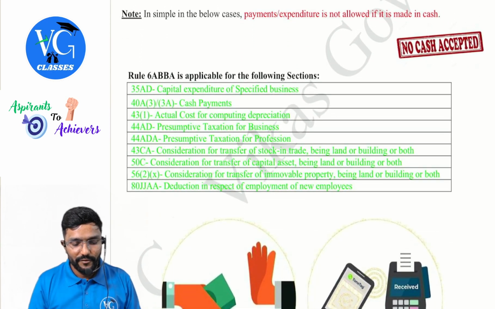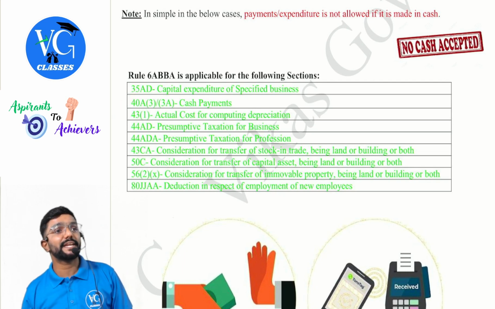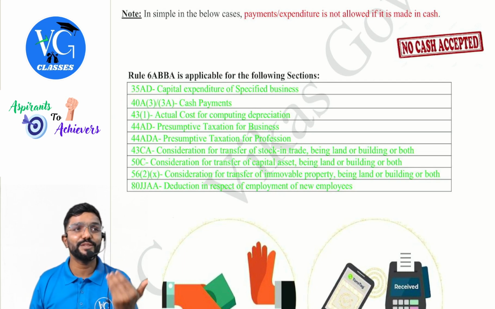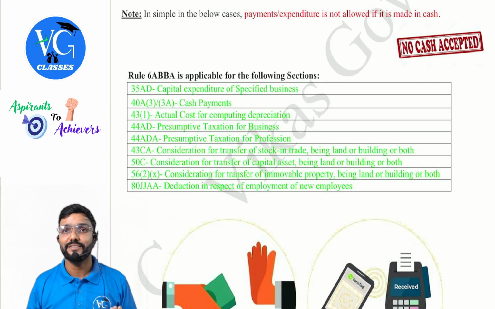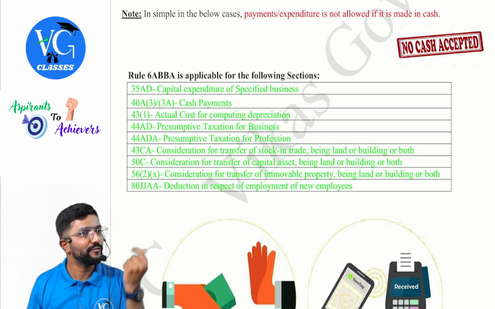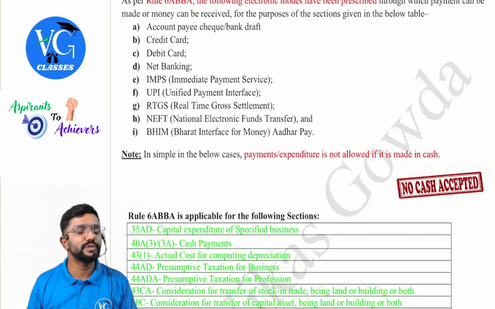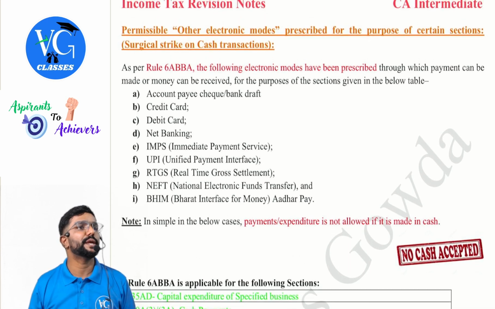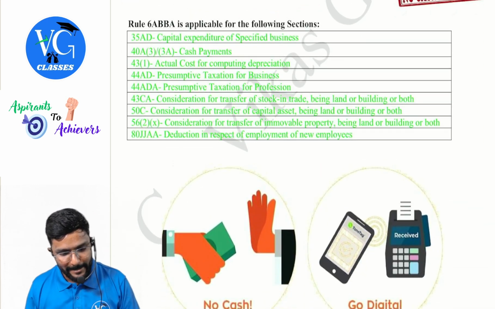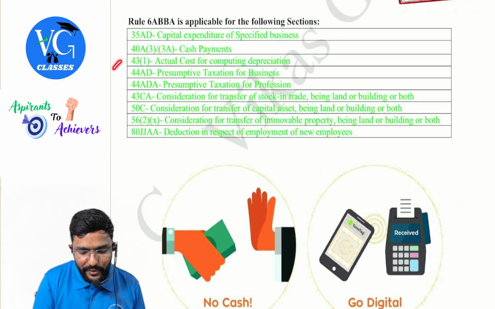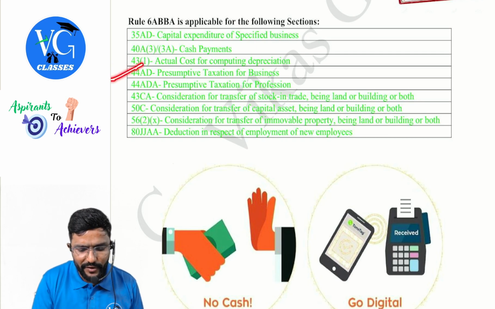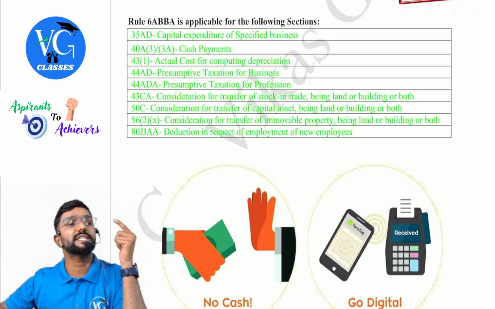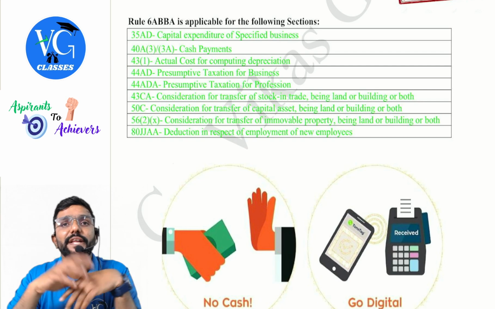Guys. Next, 40A(3) or 3A, cash payments. You cannot pay more than 10,000 to a single person in a single day. Correct? Now, revenue expenditure. If you pay, full amount is disallowed. Sir, in what mode should I pay, sir? Rule 6ABBA. Then, actual cost for computing depreciation, same story. Then 44AD. Guys, 44AD, two places they have referred to. Under 44AD, what is the turnover limit?